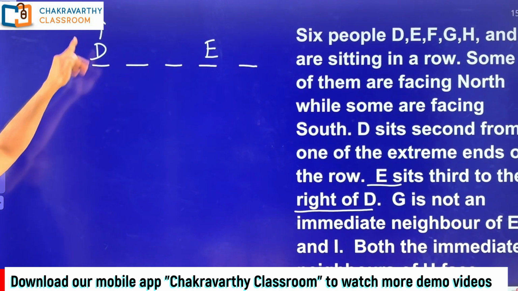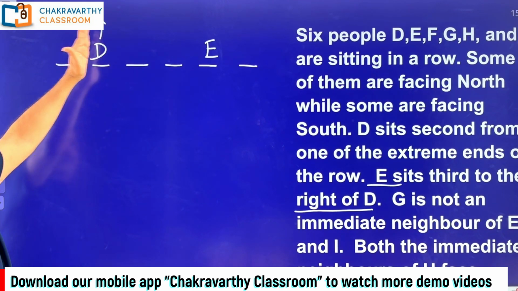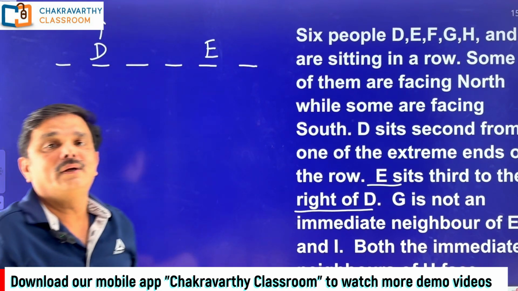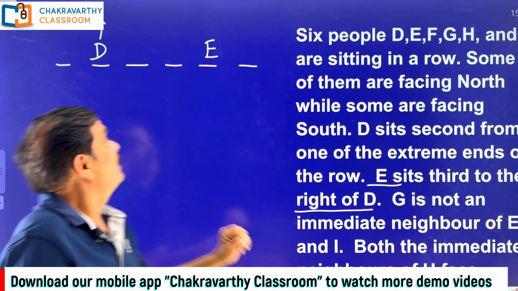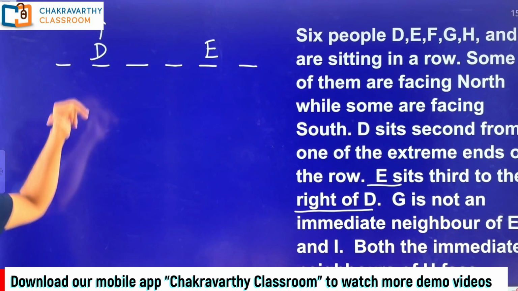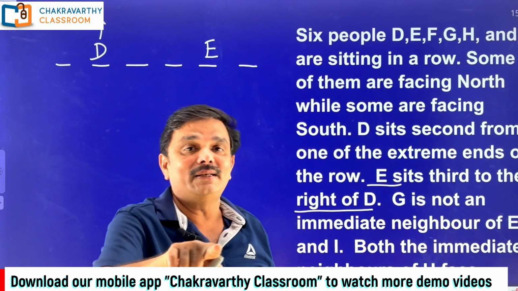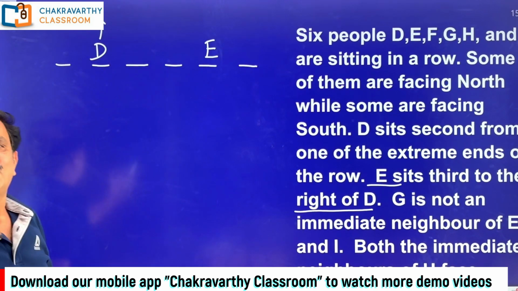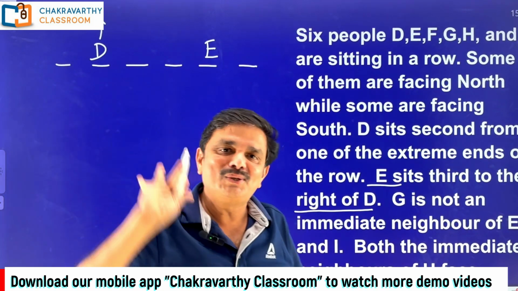If you take D here and keep south, now this will be right side and this will be left side because the person is facing south. In that case, what happens? There is no third right side place for D if D faces south. For that reason, keeping D here and making it face south is not possible. So one of the possibilities is ruled out.